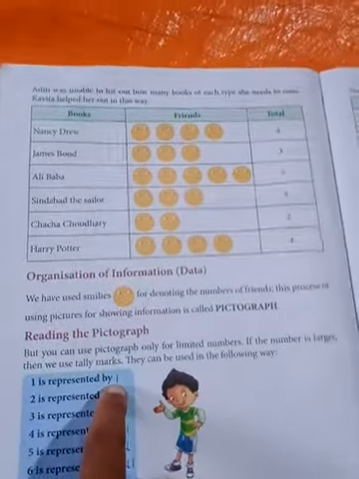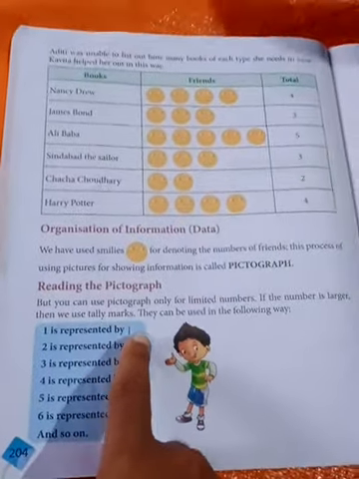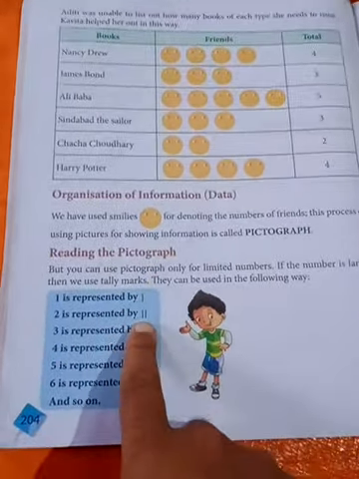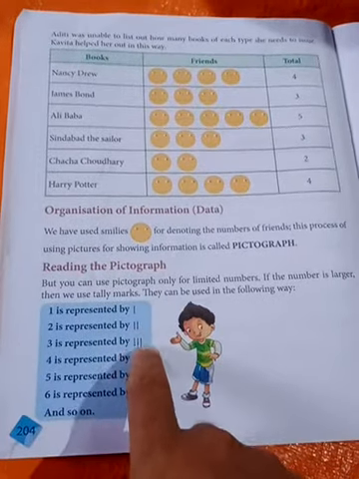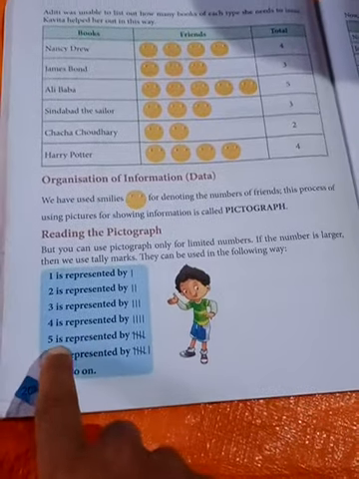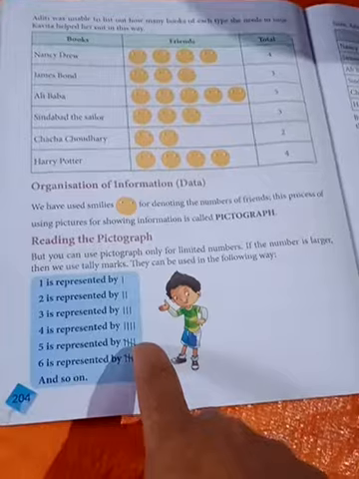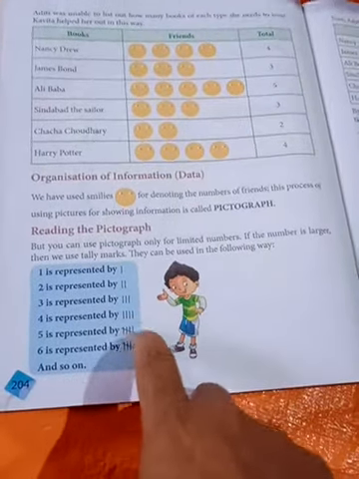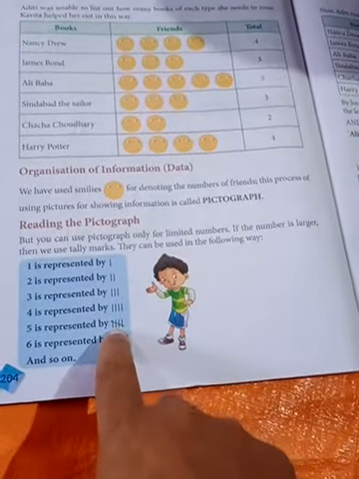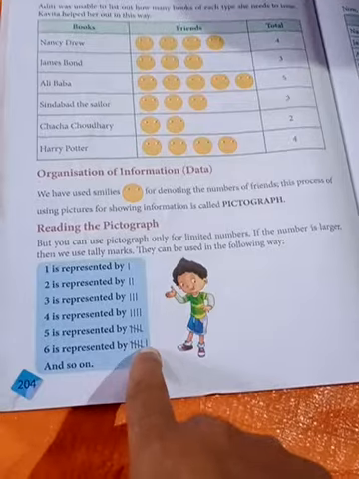1 is represented by this symbol. This is called a tally mark. With tally marks, if we express 1, we write a single line. If it is 2, we write a double line. If it is 3, we write 3 lines. 4 is 4 lines. But 5 is represented by 1, 2, 3, 4, then another diagonal line through these 4 lines. This is a 5. If it is 6, after this symbol we write 1, because this symbol means 5 in tally marks. So we write 5 and 1, it will be 6.